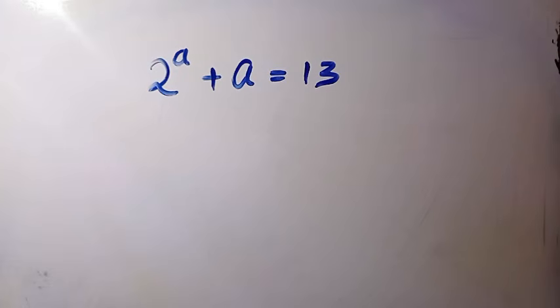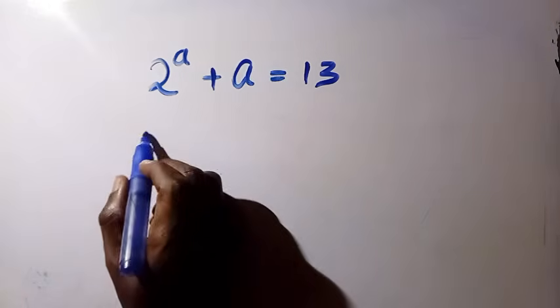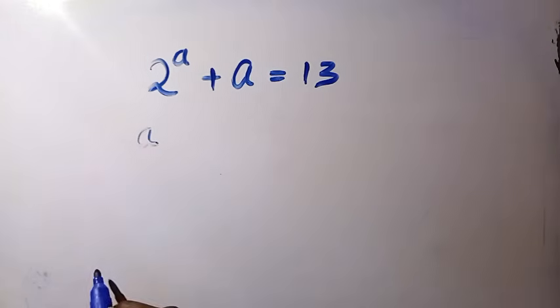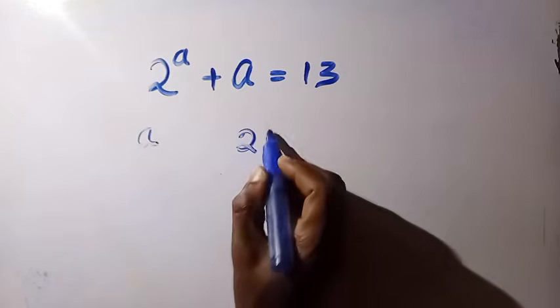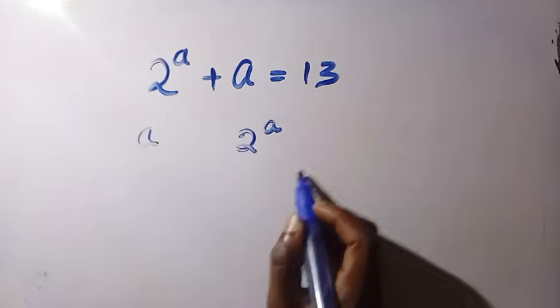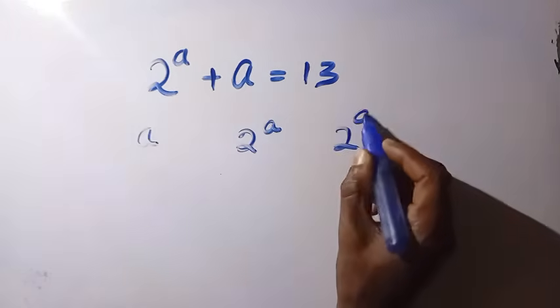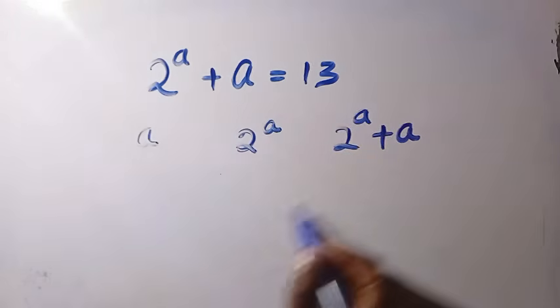What will be the value of a given that 2^a + a = 13? So let's try to consider some variables here. First, we have a. Second, we have 2^a. And the third is the addition, 2^a + a.